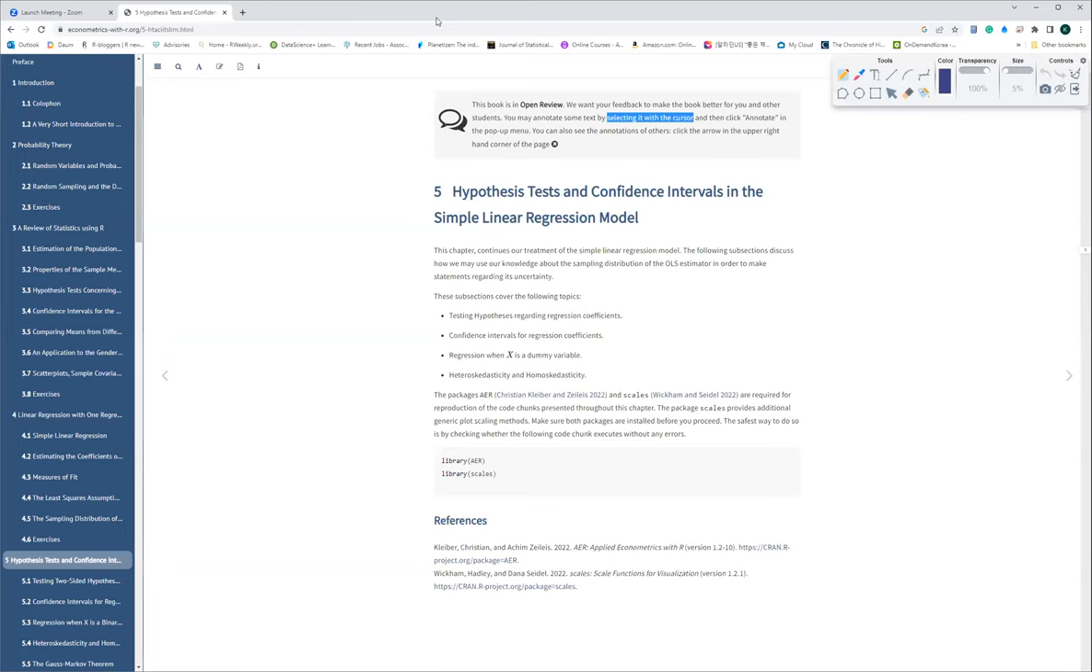So today in chapter 5 we have hypothesis tests and confidence intervals in the simple regression model. It is a more in-depth understanding of linear regression than we did last time. These are about the diagnosis of the linear regression model, checking the validity and robustness of our regression model. So let me write this out. Today's subsection is testing hypotheses regarding the regression coefficients.